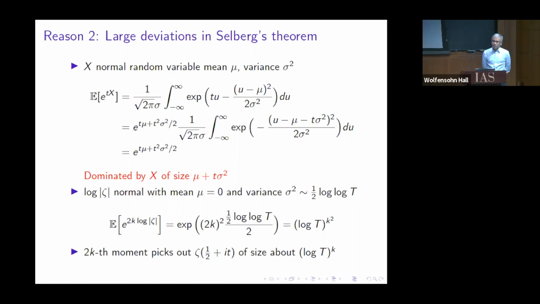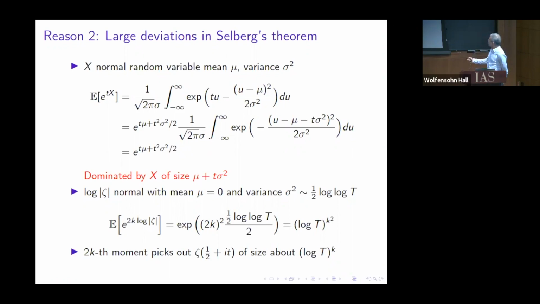The exponential moments of a Gaussian random variable should look like this. Now recall Selberg's theorem. It tells you that log of mod zeta is normal with mean 0 and variance half log t. So if you just compute what the expected value of the 2kth exponential moment of zeta should be, you would get 2k quantity squared. So that's a 4k squared divided by this 4, so you get a log t to the k squared out of this.